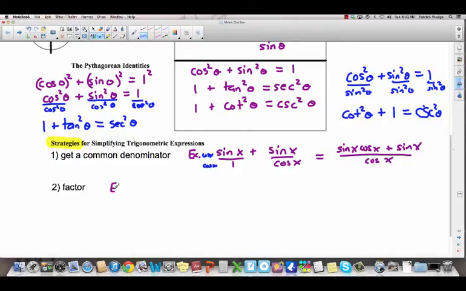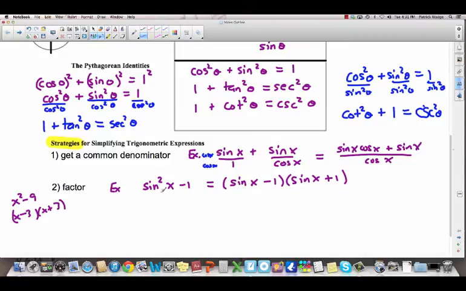For example, if we had something like sine squared x minus 1. Well, look, this is something squared, take away 1. This is a difference of squares. You could do sine x, take away 1, and sine x plus 1, right? So this is just a difference of squares. It's the same thing as factoring something like x squared minus 9. That equals x minus 3, x plus 3, right? We've done exactly the same thing, a difference of squares.